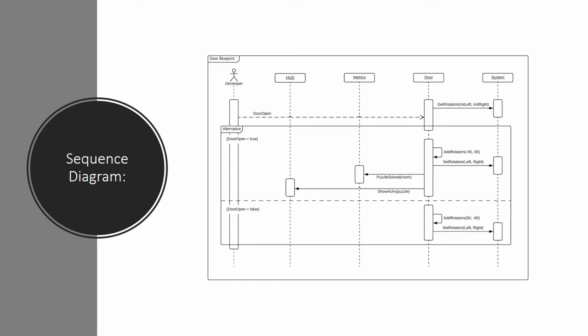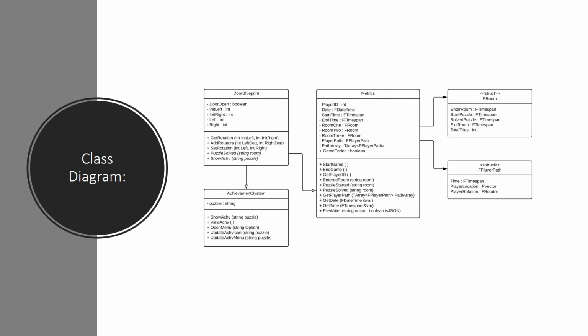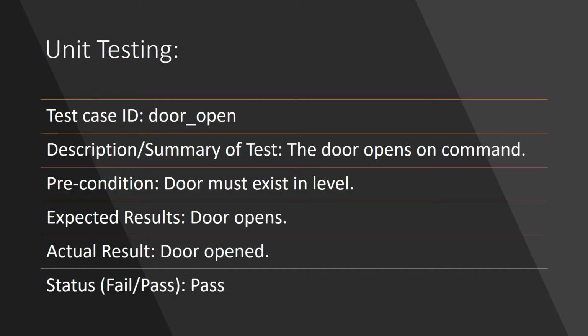Here's a little bit of interaction. The door blueprint not only opens the doors but interacts with other classes such as the achievement system, the metrics, the highlight system of each puzzle, and the notification system as well. Let's jump into testing. Obviously our door needs to open. We'll check more in detail soon. Second test, our door must close. And the last one, the door functionality, which is carried on.